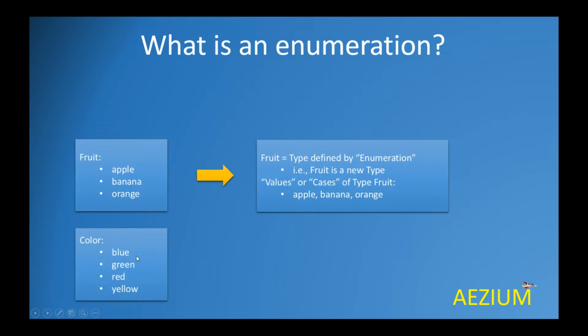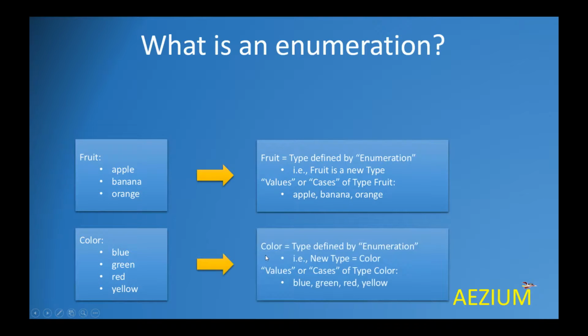As another example, let's consider the case that when we're thinking about colors, some cases that we could consider for color are blue, green, red, and yellow. Then in this particular case, when we are thinking about enumerations in Swift, we can take color to be the type of a new enumeration. And the values and cases which will take this type, in other words color, are blue, green, red, and yellow.